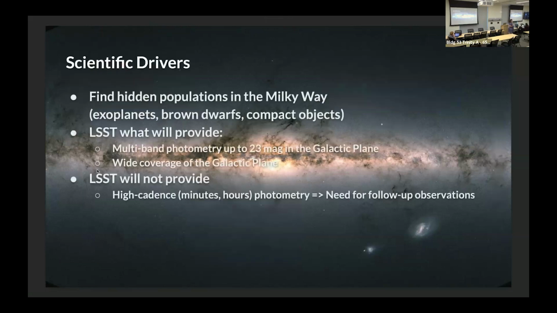These are the scientific drivers behind our project, the Omega Key project, which is to find these hidden populations in the Milky Way. LSST will be an amazing discovery engine for that, because it will provide multi-band photometry very deeply, up to 33 magnitudes in the galactic plane, which is an unprecedented depth, and it will cover a wide area of the galactic plane. However, LSST has a relatively low cadence for microlensing events, especially for short time scale events such as brown dwarfs or exoplanet events, and we need follow-up observations to fill in the gaps.